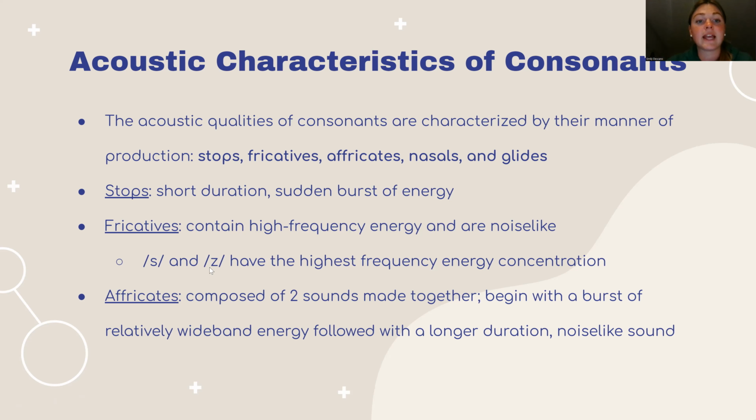And the fricatives S and Z are the highest frequency consonants. So those have the highest frequency energy of all the consonants, which is important to know when we start thinking about hearing loss. And then affricates, it's a burst of pretty wideband energy. So you have a burst like a stop, and then that longer duration friction sound, just like a fricative sound. So affricates tend to be typically a little bit higher in frequency as well, but they also have that stop component in the beginning of them, which you could see on the spectrogram.